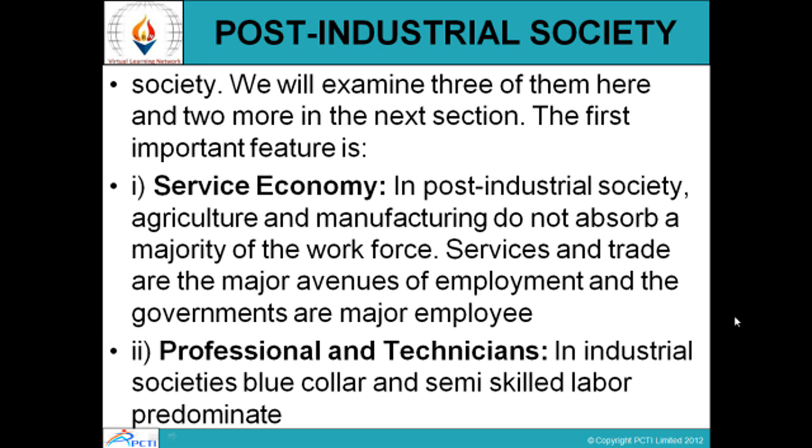We'll examine 3 of them and 2 more in the next section. The first important feature is service economy. In a post-industrial society, agriculture and manufacturing do not absorb a majority of the workforce. Services and trade are the major avenues of employment, and the governments are major employees.